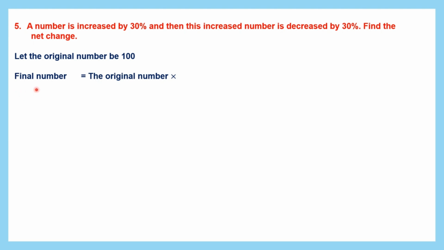First, to find the final number, we need to say the original number, that is 100, into 1 plus 30%, here increased, so we write plus 30 by 100, into 1 minus 30 by 100 because it's decreased. So let me tell you this once again. Now, if you have to find the final number, this is one way of finding. That is the original number into 1 plus 30%, that is 30 by 100, into 1 minus 30%, that is 30 by 100. Here we have written plus because it is increased first. Here we have written minus because it is decreased next.